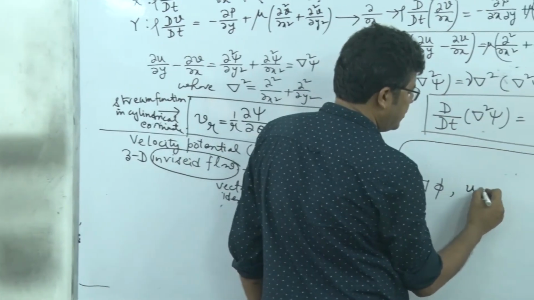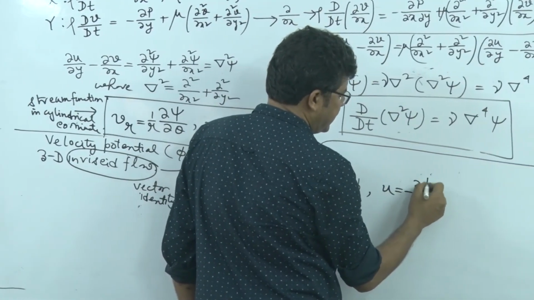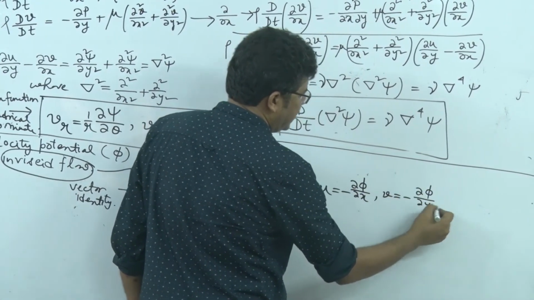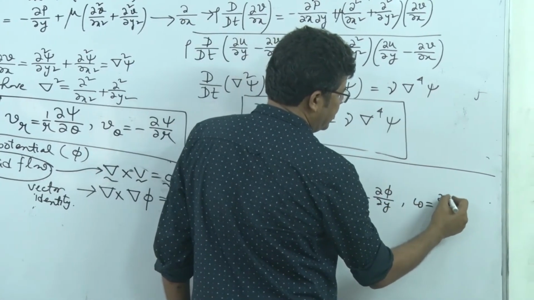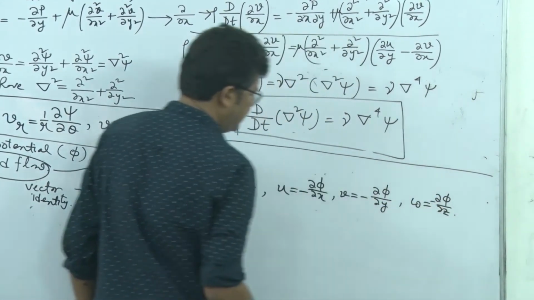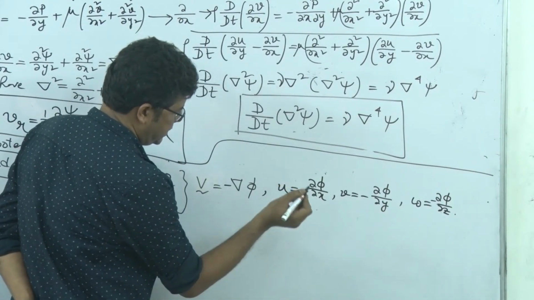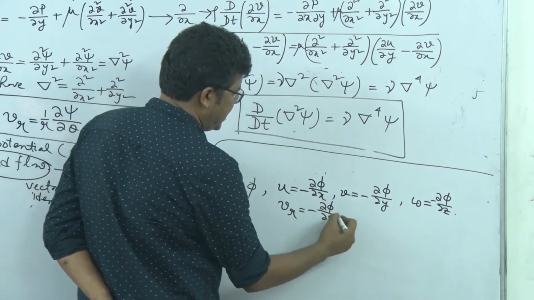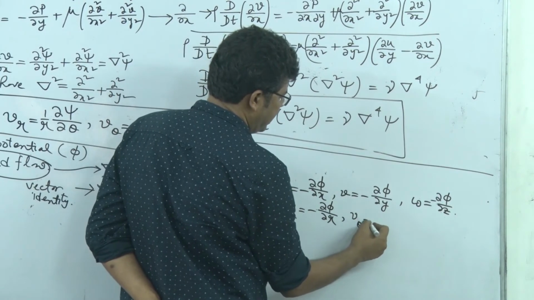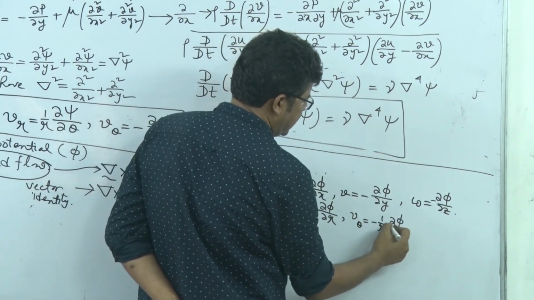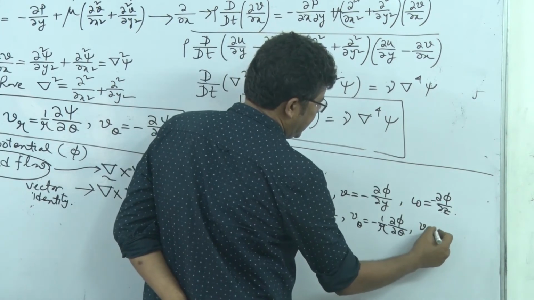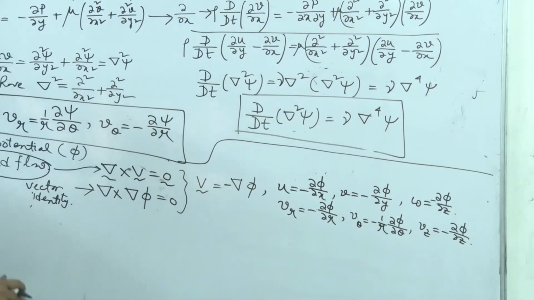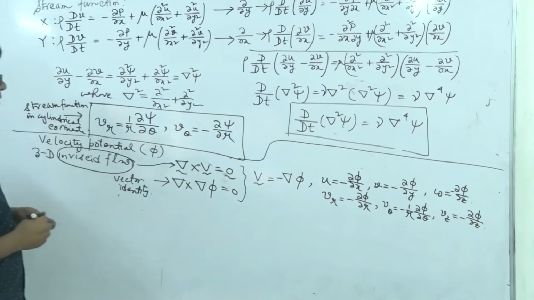So definitely u in Cartesian is minus del phi del x, v is equal to minus del phi del y, and w is equal to minus del phi del z, right? And in polar coordinates, this Vr will be equal to minus of del phi del r. This V theta will be equal to minus of 1 by r del phi del theta, and Vz will be equal to minus of del phi del z. Right? It's simply coming out from this expression of gradient in cylindrical coordinates.